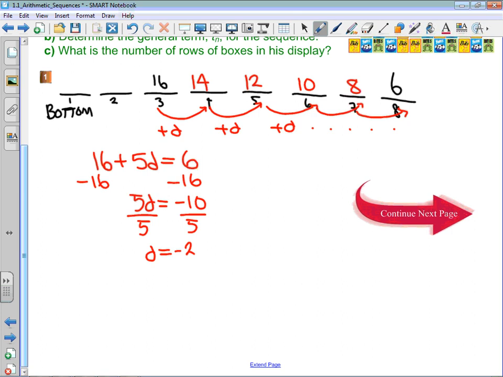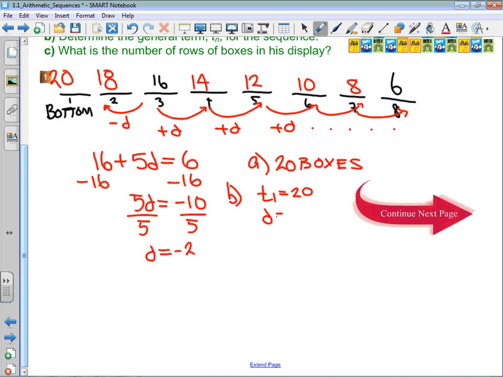Now, what's really important is to move forward in my arithmetic sequence, I added the common difference, which means to do the opposite, I subtract the common difference. So if the third row has 16, the second row has 18. If the second row has 18, then the first or the bottom row has 20. So the answer for part A is that there are 20 boxes in that bottom row. Keep in mind that the bottom row was our first term. And that's really important because now we can say, okay, term 1 is 20. My common difference is negative 2.